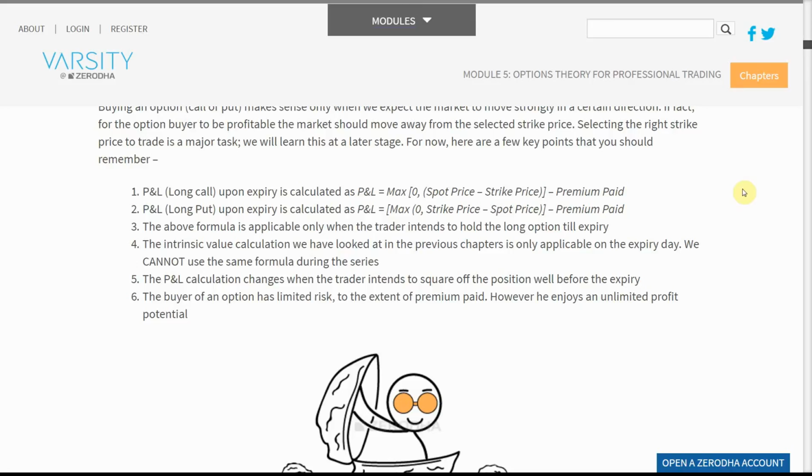The intrinsic value calculation we have looked at in the previous chapters is only applicable on the expiry day. We cannot use the same formula during the series. The P&L calculation changes when the trader intends to square off the position well before the expiry. The buyer of an option has limited risk to the extent of premium paid. However, he enjoys an unlimited profit potential.